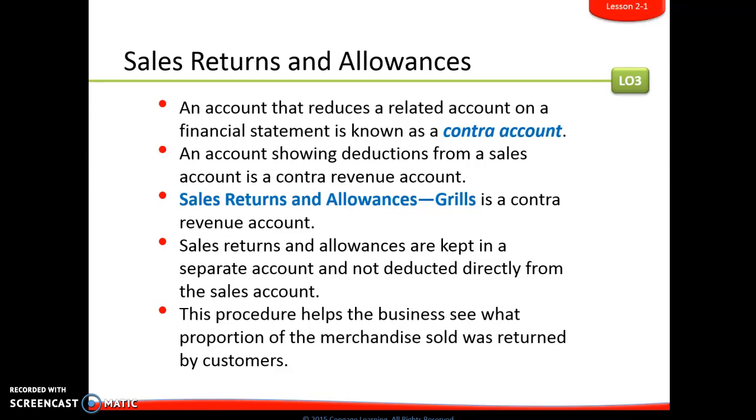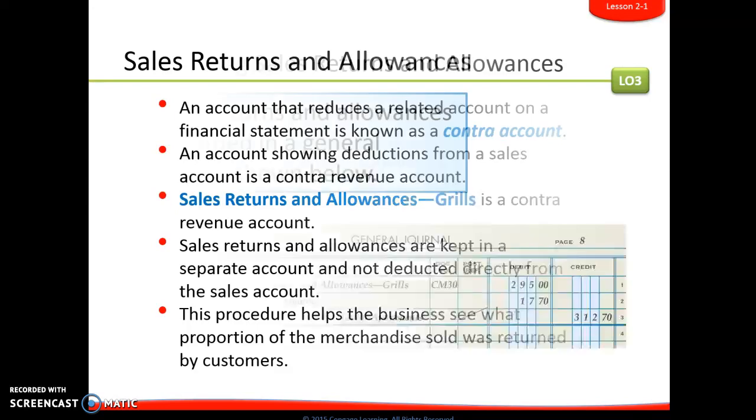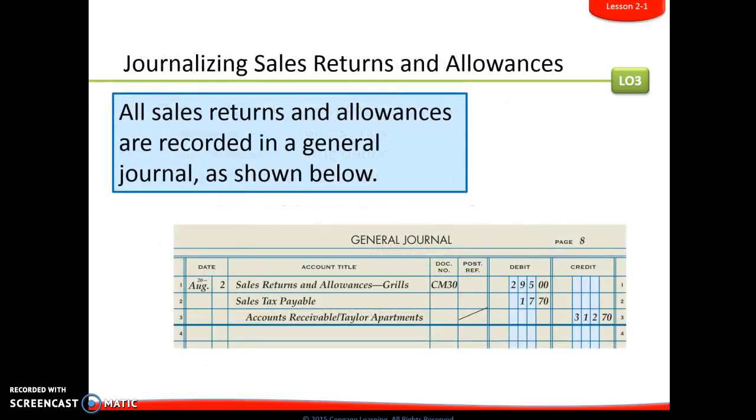Okay, an account that reduces a related account on a financial statement is known as a contra account. We should know that. An account showing deduction from a sales account is a contra revenue account. So what they're talking about here is our sales returns and allowances. That really ends up reducing our sales account. That is a contra account. Okay, we want to keep those two separate. We want to keep sales separate from sales returns and allowances because we want to keep track of how many returns and allowances we have.